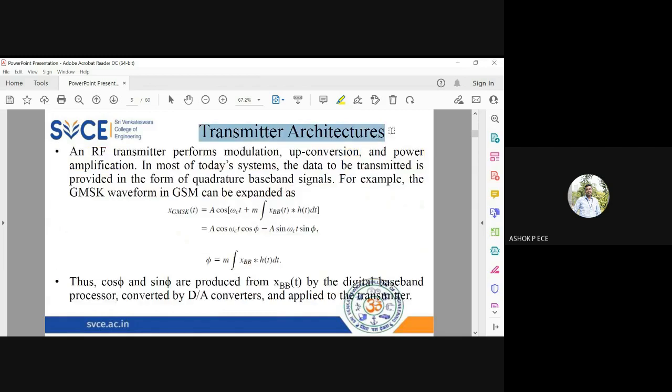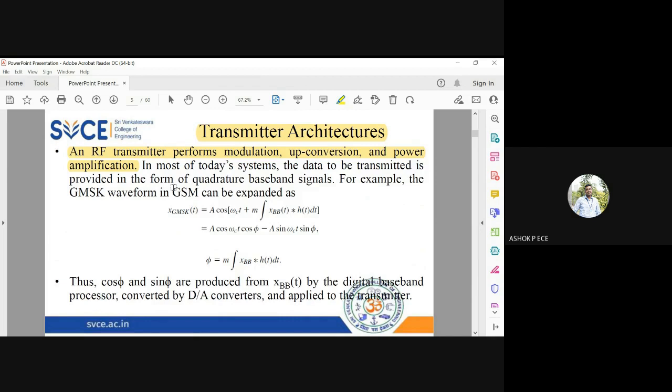Now we'll move on to the transmitter architectures. A transmitter performs the operations of modulation, up conversion, and power amplification. Remember, all transmitters use high power amplifiers. All receivers use low noise amplifiers.